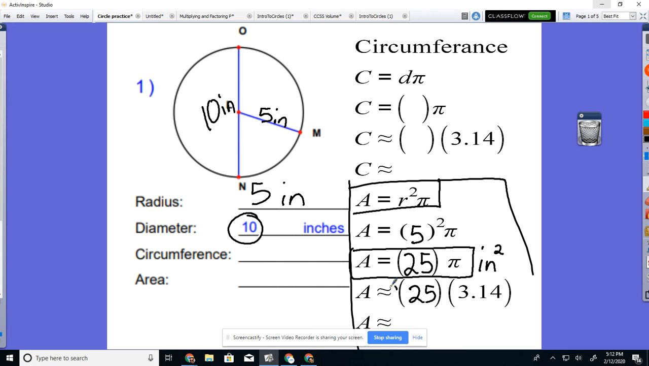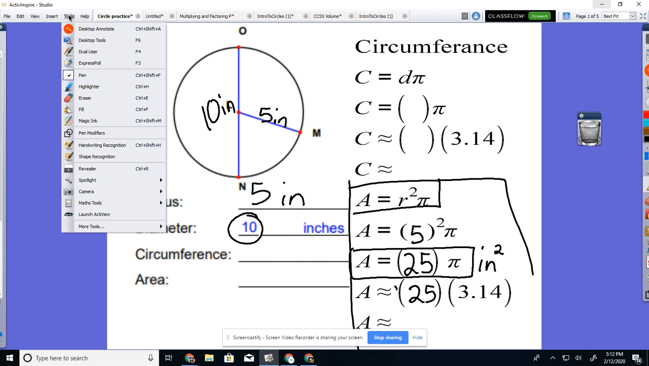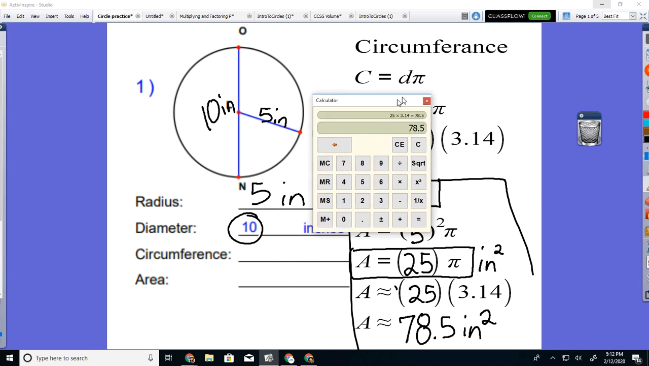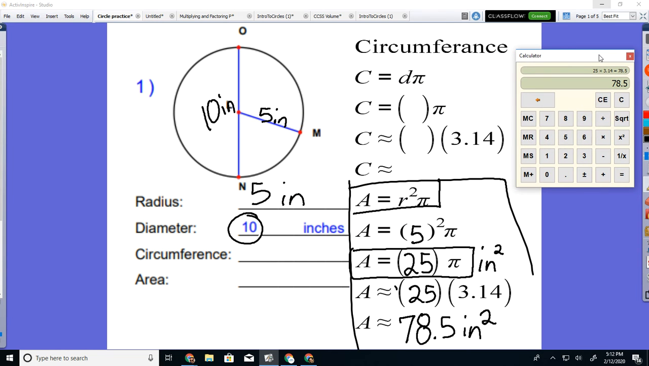And then we get into a calculator. We need to get our calculator out in order to multiply this, and we'll take 25 times 3.14, and we get our final answer, 78.5. So our final answer here is, let's go ahead and hide that, 78.5 inches squared. The only dimensions that we have multiplied is the radius times the radius, and radiuses are in inches, so inches times inches gives us inches squared.